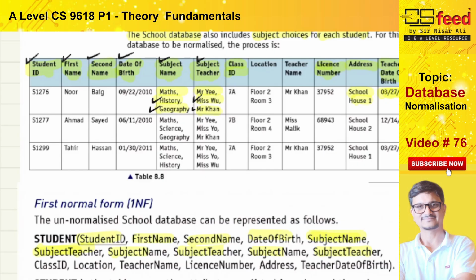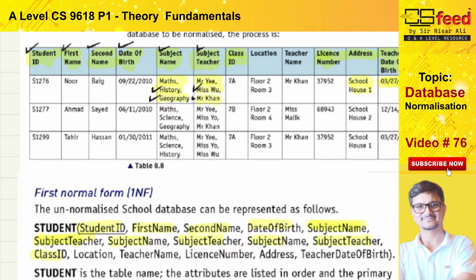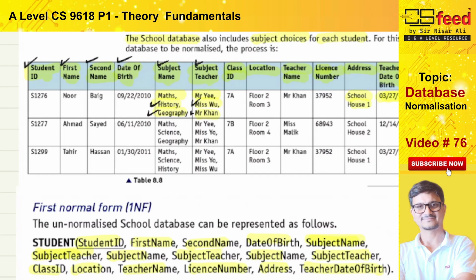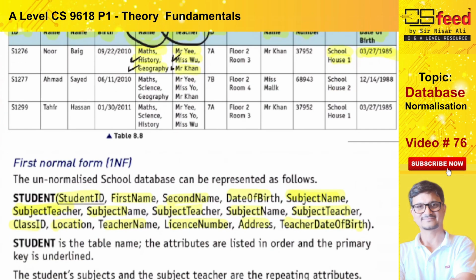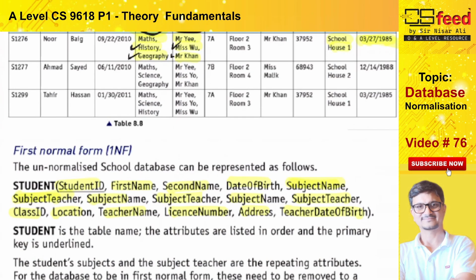And then comes the class ID, and then the location, it's fine. Then teacher name, license number, address, and date of birth. All other entries take only one row to be stored in this table. Only these 2 entries, the subject name and the subject teacher, take 3 rows to be stored. So here you can see that the subject name and the subject teacher are repeating. All right. So this is the problem.